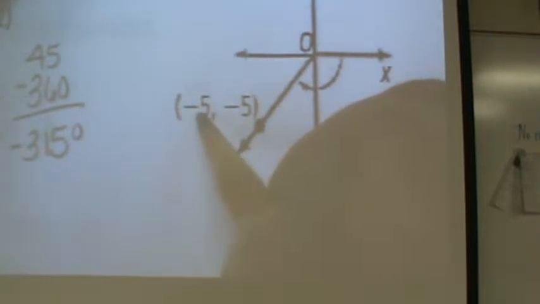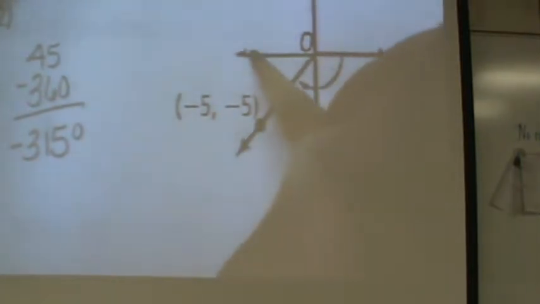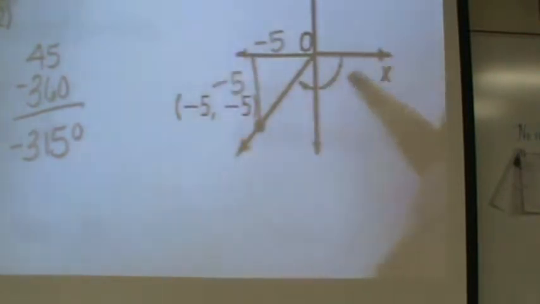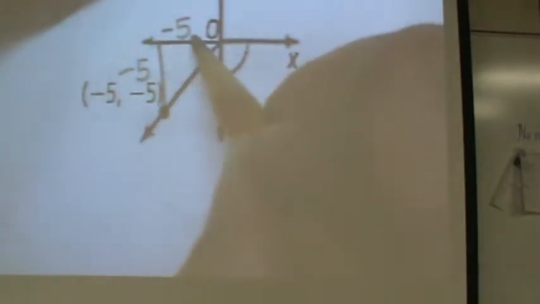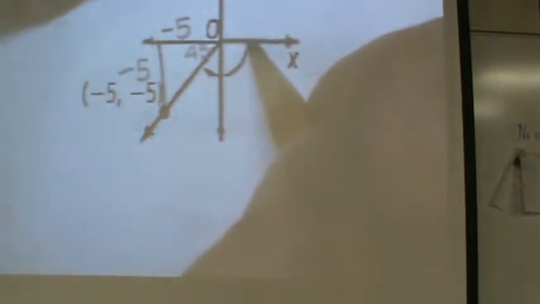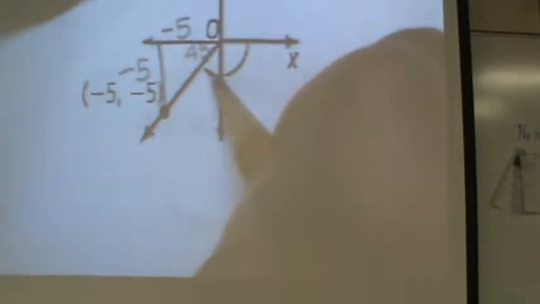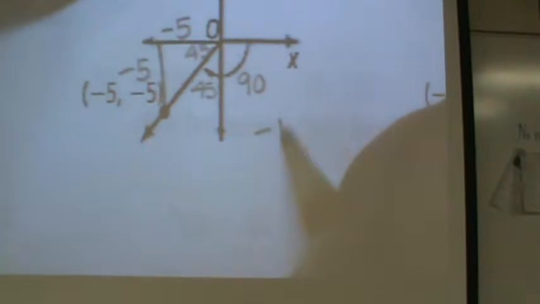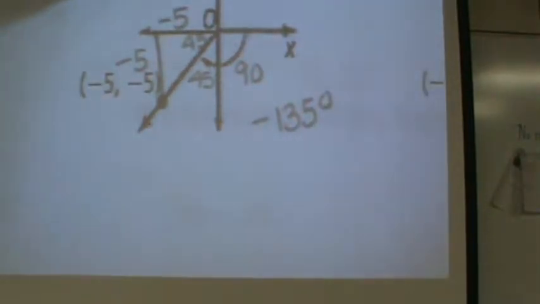So they give you this ordered pair, negative 5, negative 5. So from here to here is negative 5 units, and here to here is negative 5 units. So if we took this triangle and divided both sides by 5, this would be 1, 1, right? What angle is this gonna be now? 45. So they want to know, what is this angle from here to here? Well, if from here to here is 45, what is this measure right here? 45. And what's this measure right here? 90. So what's this angle right here? 135. Negative 135. Got it?